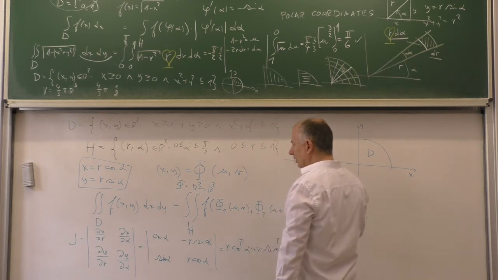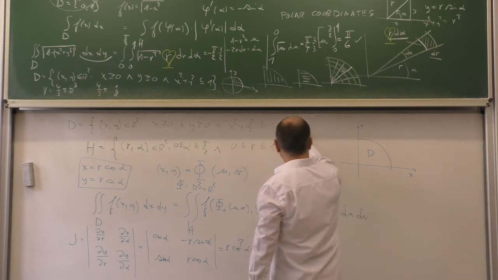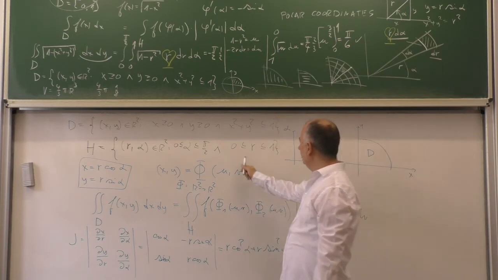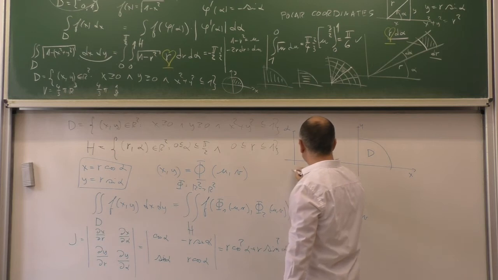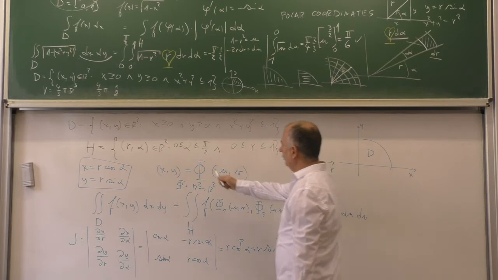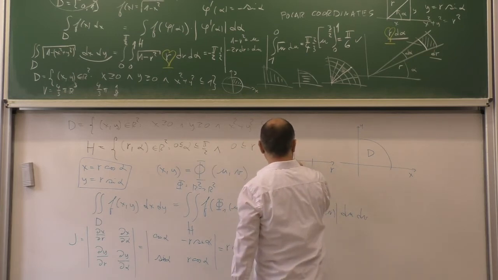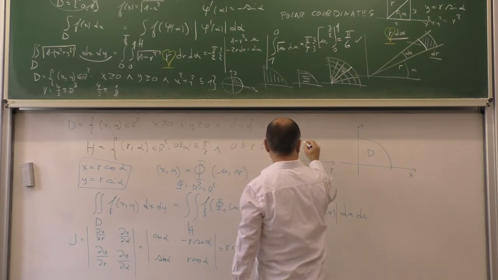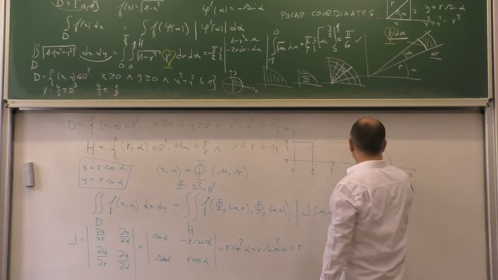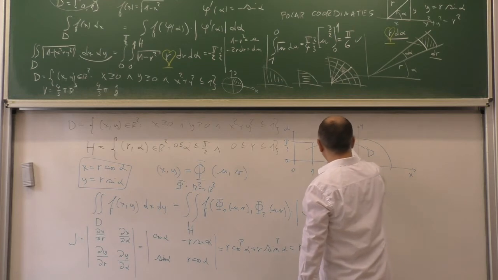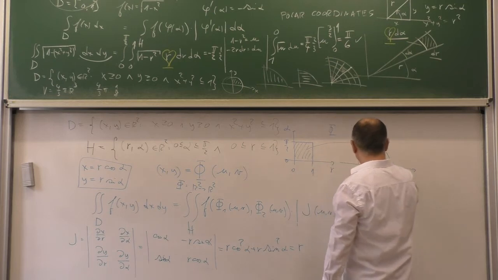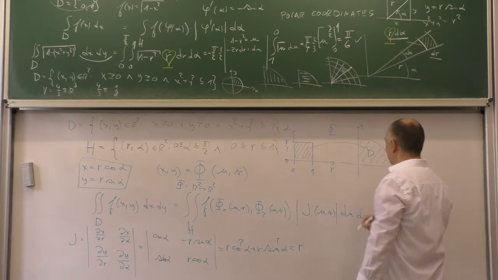If we use this order, r and alpha, then r runs from 0 to 1 and alpha runs from 0 to pi half. So the map capital Phi maps this rectangle into this part of the circle.